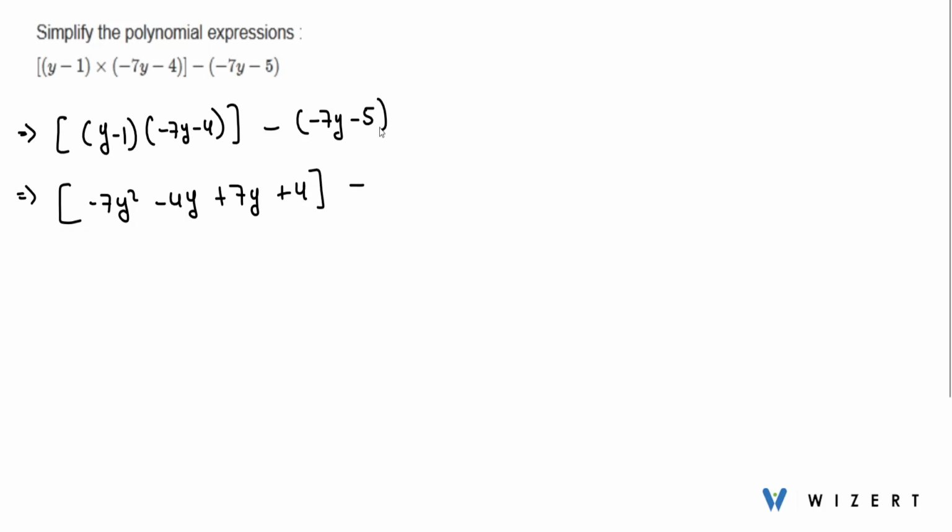And from the second pair of brackets, if we take minus 1 common from both the terms, then minus and minus will become plus, so we will ultimately have plus 7y plus 5.